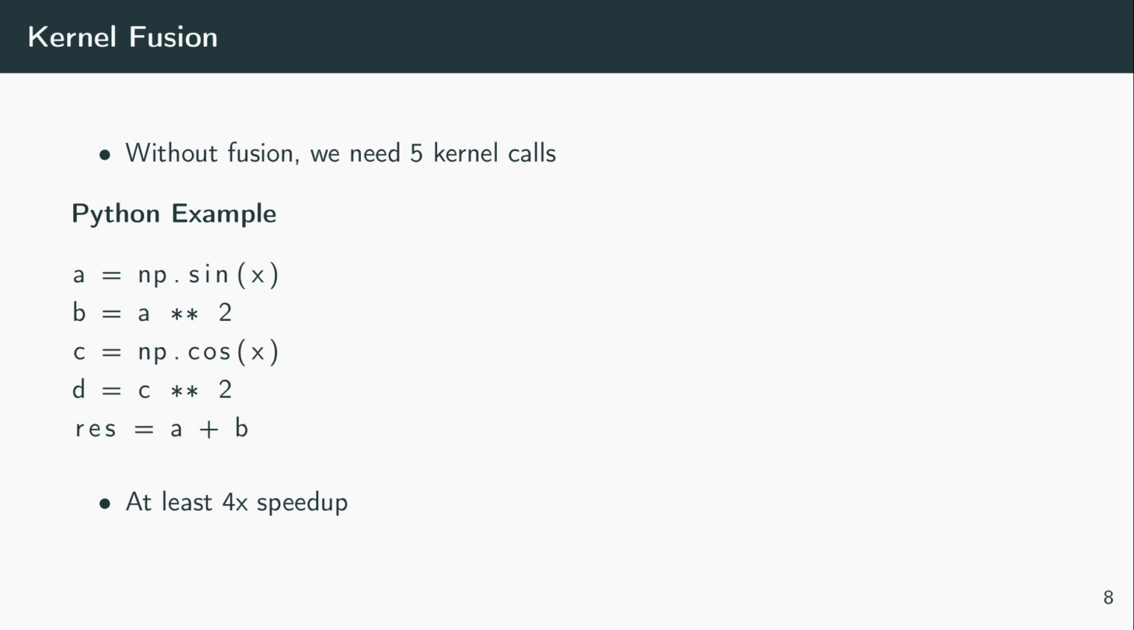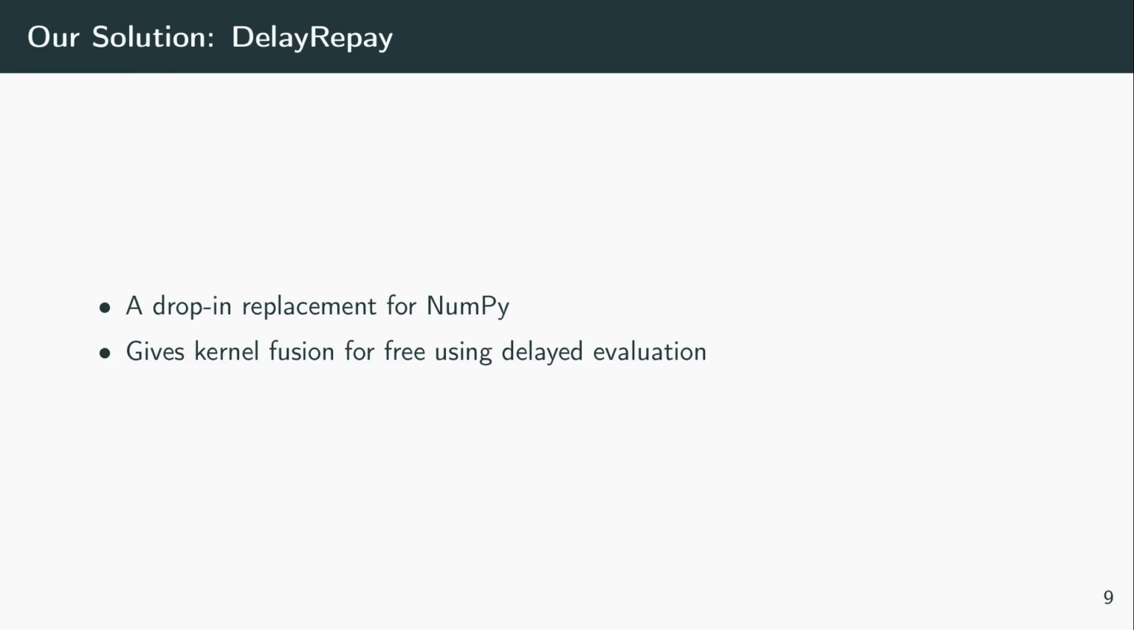So our solution to this problem is DelayRepay. DelayRepay is a drop-in replacement for NumPy, which improves performance over existing solutions for free using delayed evaluation and kernel fusion. Now I'll move on to the design and implementation of DelayRepay.